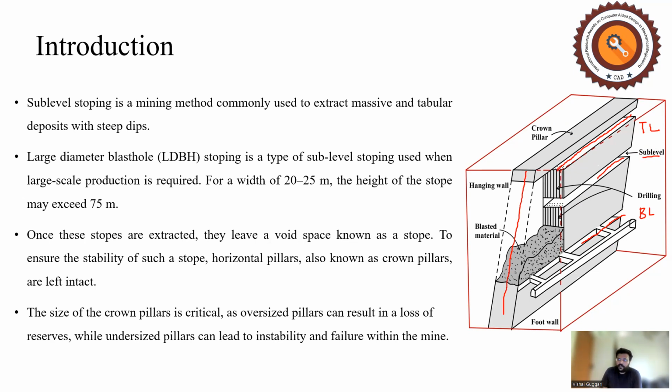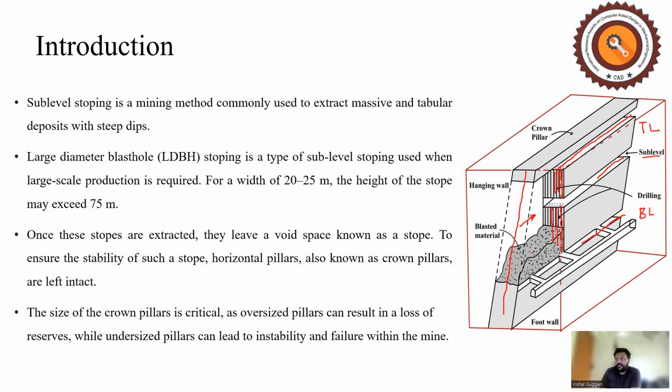After the initial development work of making the levels, we start drilling large diameter blast holes with a particular pattern, from the top level to the sublevel, and then from the sublevel to the bottom level. After drilling, we fill these holes with explosives and then start blasting at a particular phase of 15 meters each in this direction.